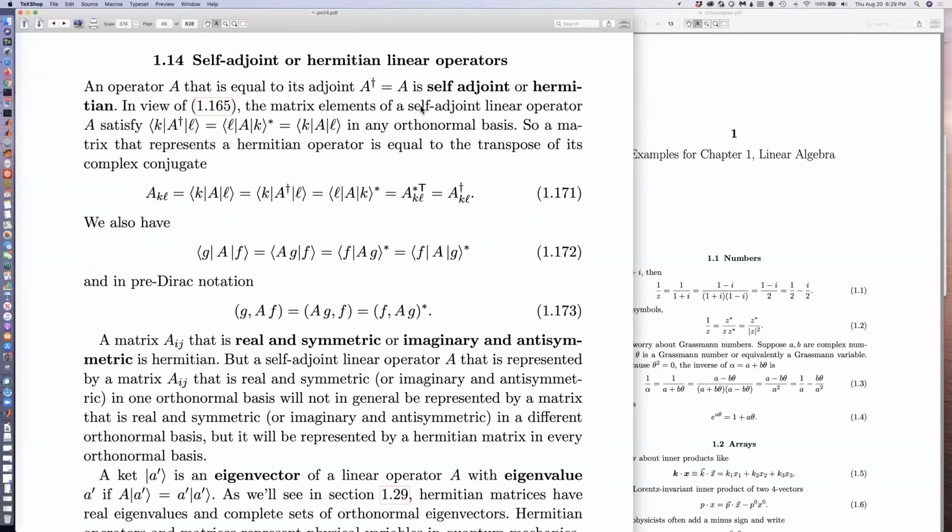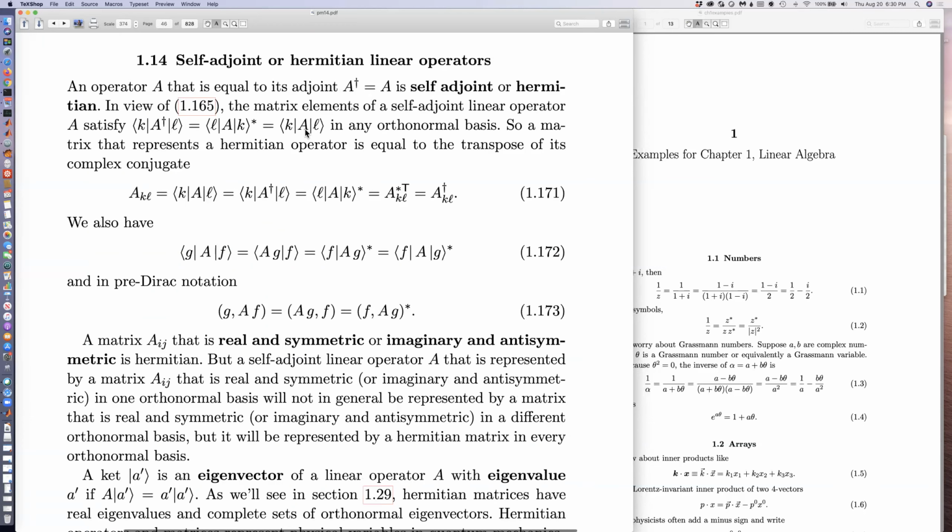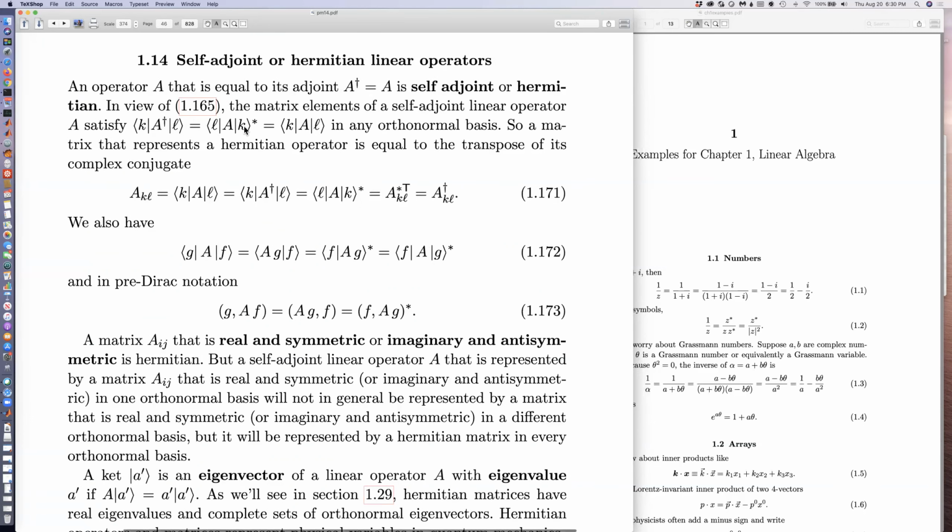Anyway, the elements of a self-adjoint linear operator satisfy this equation. So we know that ⟨K|A†|L⟩ has to be ⟨L|A|K⟩ complex conjugate. But if A adjoint is A, then that's ⟨K|A|L⟩. And so that means that the transpose of the complex conjugate of the matrix is the matrix itself. And so that's just these statements.